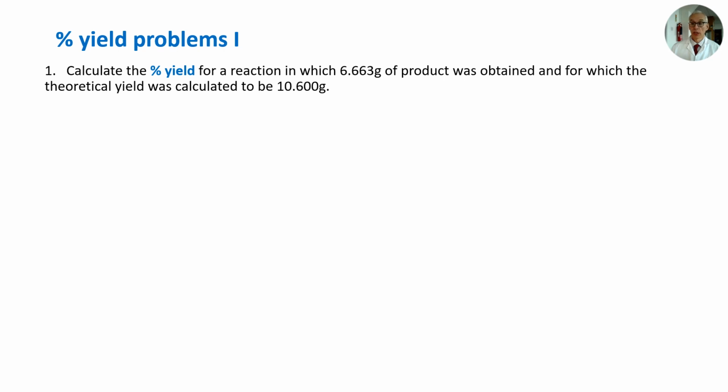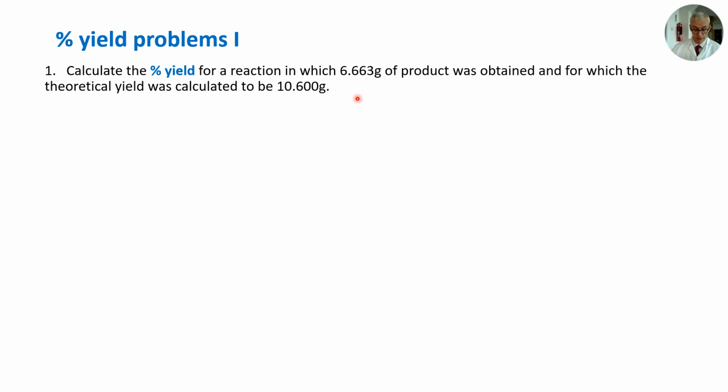So I'm going to give you a couple of problems. First one, very straightforward. 6.63 grams of product was obtained for a reaction in which the theoretical yield was calculated to be 10.600 grams. Can you calculate the percentage yield? You just need to recall the formula correctly. Plug the numbers in. Pause, complete. Come back to check.